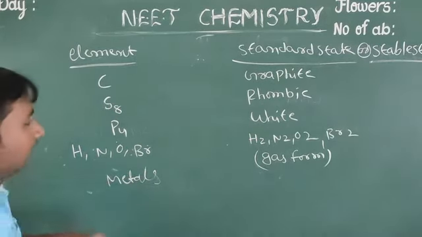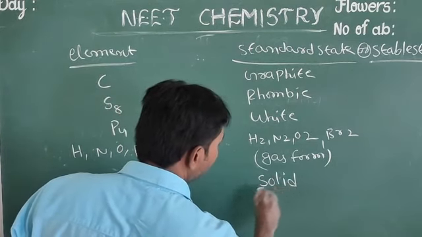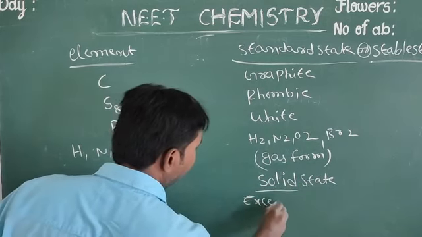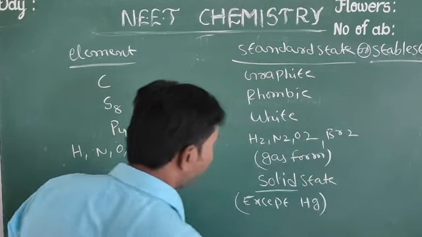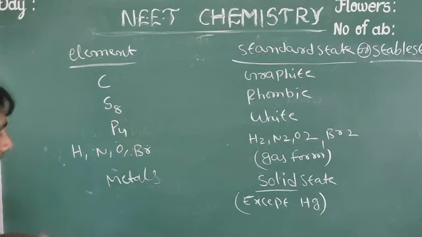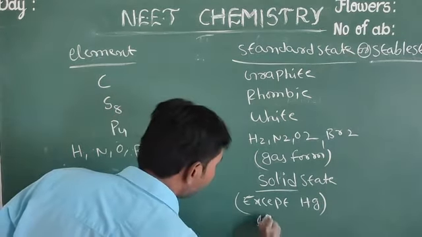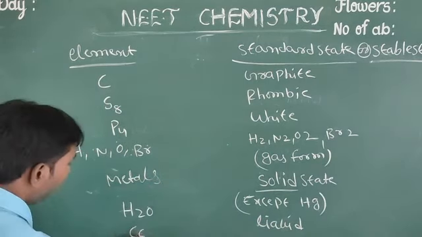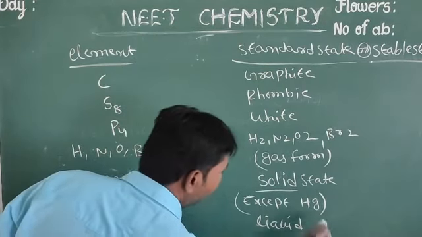Next, metals. Metals are in solid state, except mercury. Mercury is stable only in liquid form. Water, H2O, liquid form. Carbon dioxide, vapor form or gas form, that means vapor form.